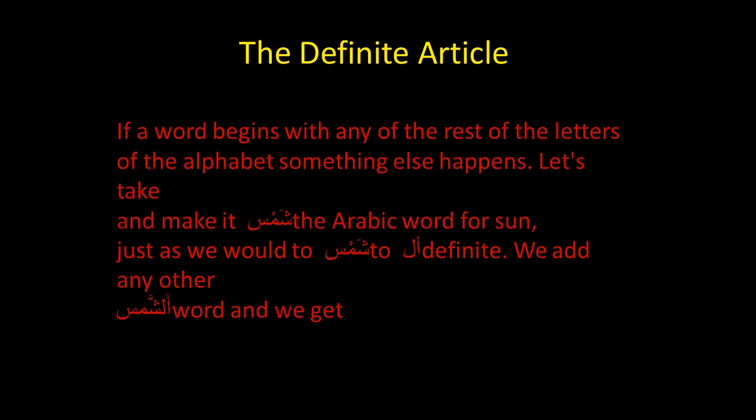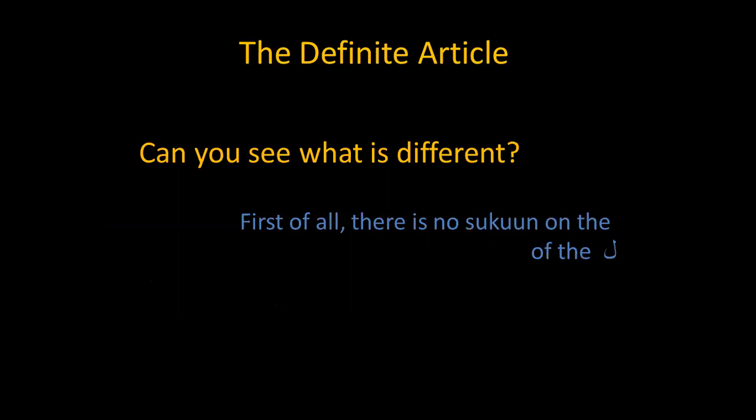If a word begins with any of the rest of the letters of the alphabet, something else happens. Let's take shams, the Arabic word for sun. Just as we would add al to any other word to make it definite, we get ash-shams. Ash-shams. Can you see what is the difference?